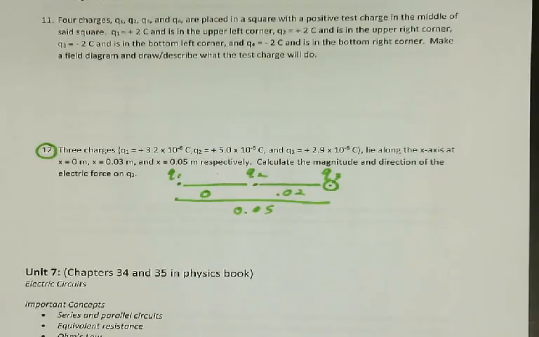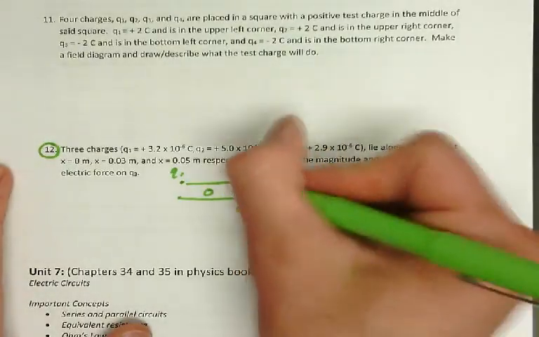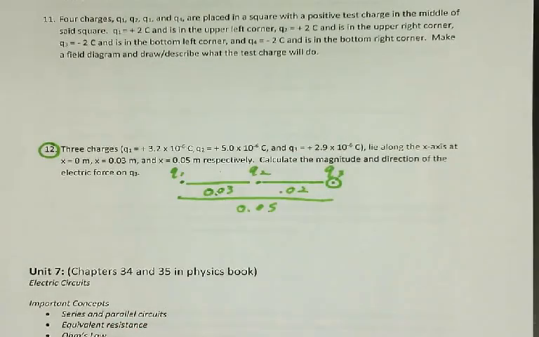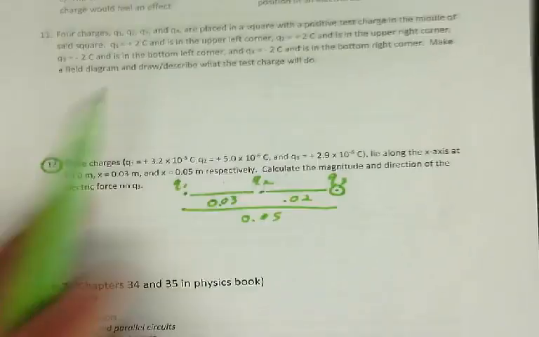Okay. Sarah. Yeah. How can the distance between them be 0? I was just about to say that. Oh, good point. I meant 0.03. I was just looking at the first number.